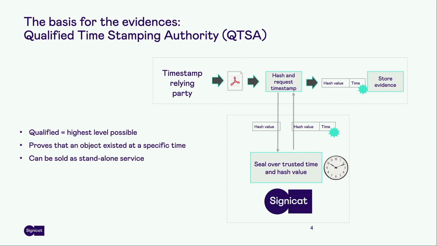So one thing we can do is essentially you can take any object, you add a timestamp, and we seal it using a certificate. Signicat attests to it, and this means we have evidence that this object existed at a specific time. Timestamping, you can buy it as a standalone service if you want, and it's also a qualified timestamp. It's the highest level you can have according to European regulation.